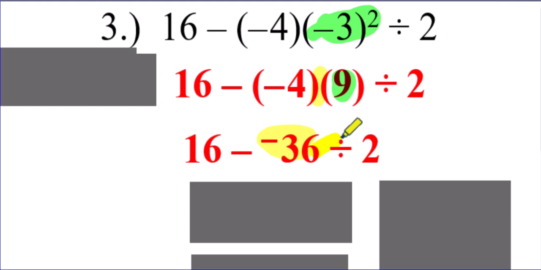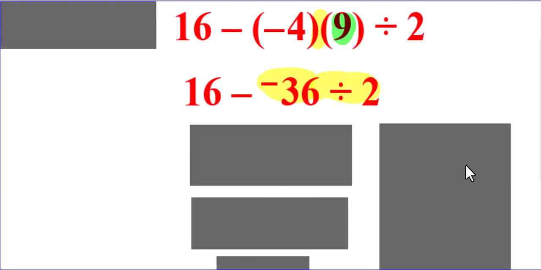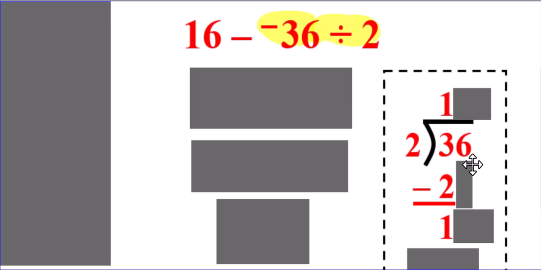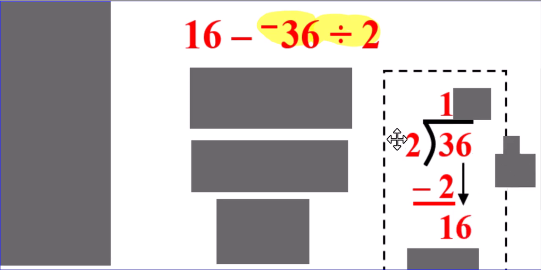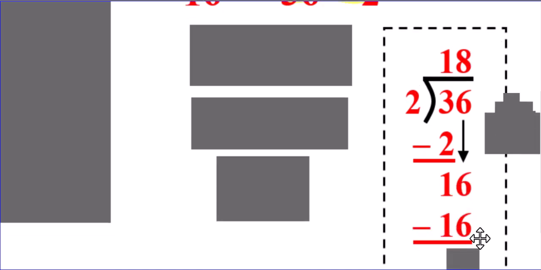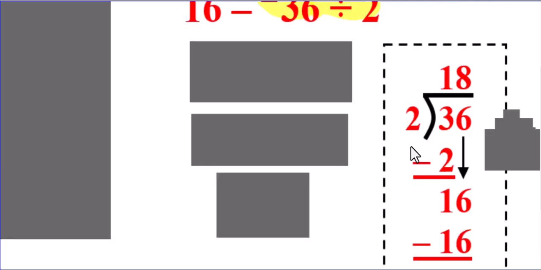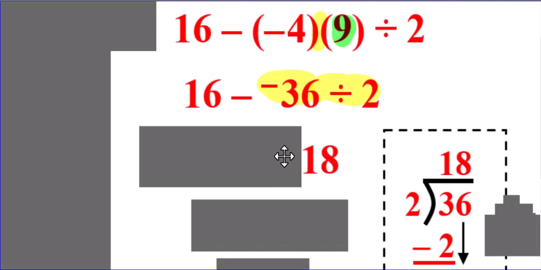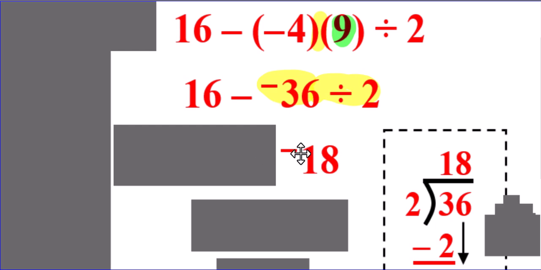Speaking of dividing by 2, that's the next thing we've got to do because division should happen before subtraction. What is 36 divided by 2? Maybe you didn't know. Maybe you went off to the side. 2 goes into 3 one time. 1 times 2 is 2. Subtract, you get 1. Bring down the 6. How many 2's go into 16? 8 of them. 8 times 2 is 16. Subtract, and you get a remainder of 0. So, 18, but a negative divided by a positive is a negative 18.